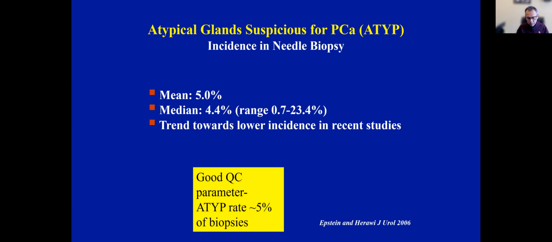If you have an atypical rate significantly less than 5%, then your threshold to call cancer may be too low. But if you have a very high incidence of atypical rate, then your threshold to call something atypical is perhaps too low as well. So I think you have to calibrate, using this particular diagnosis, to determine whether you are dealing with a more quality practice type of situation.